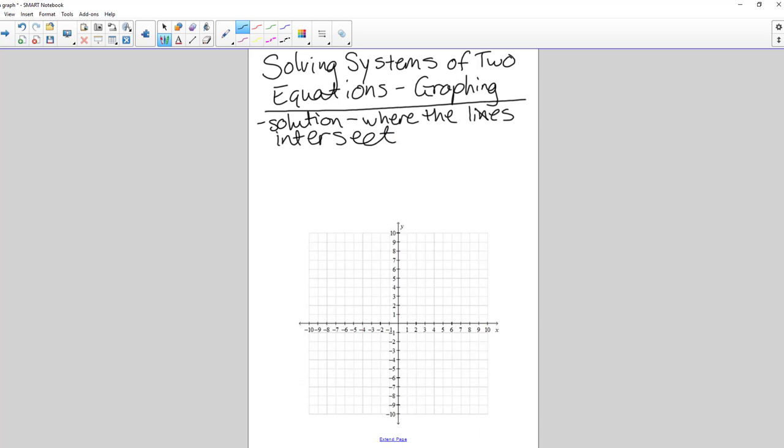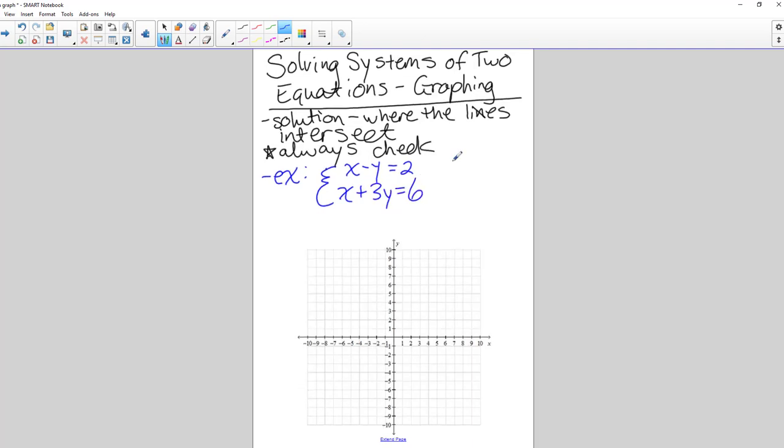It's a good idea, I'm going to put a little asterisk here, it's a good idea to always check, because if your graph is just a teeny bit off, it's easy to be a value off. So let's solve the system where the first equation is x minus y equals 2, and then the second equation is x plus 3y equals 6.